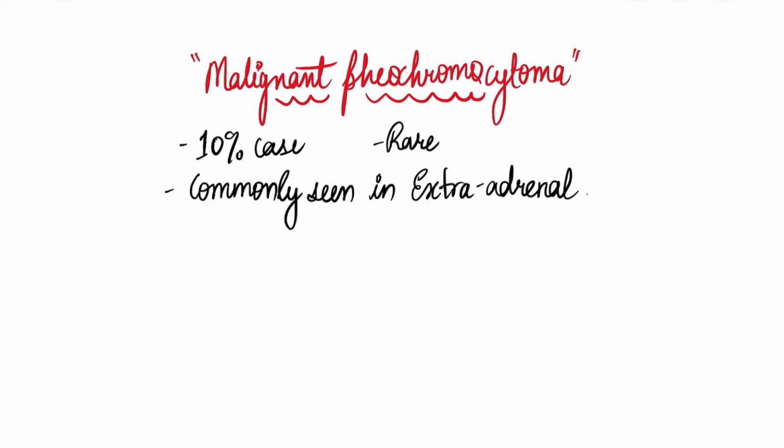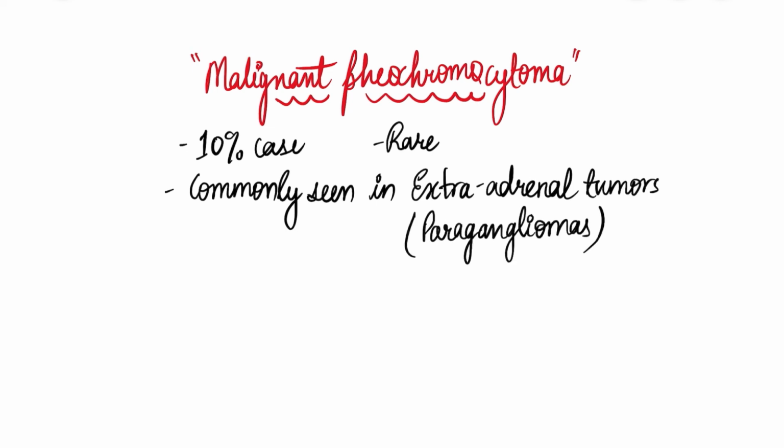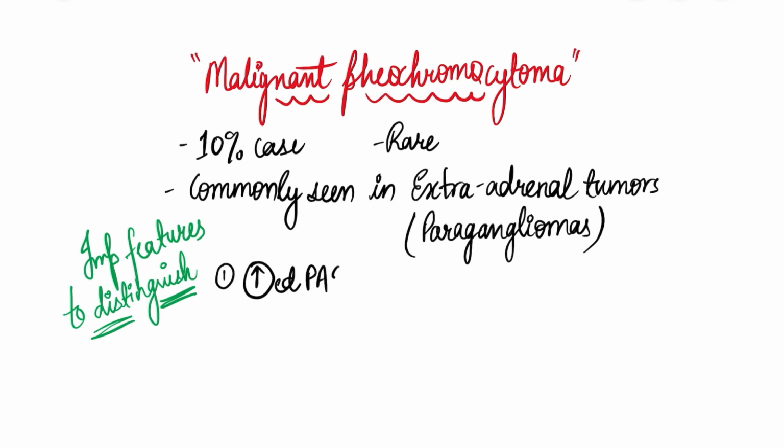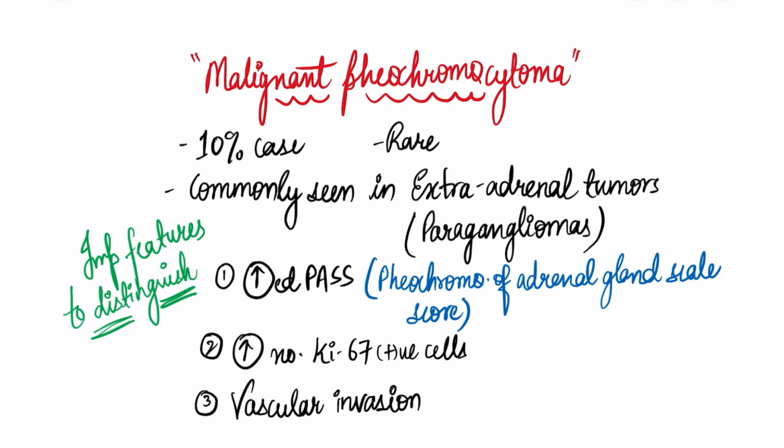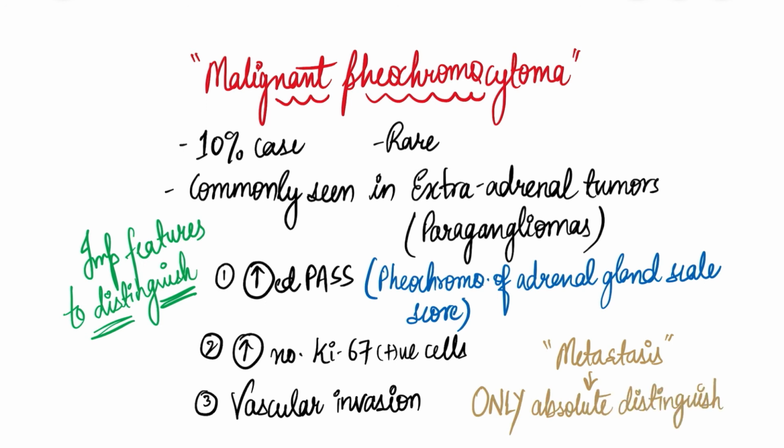As mentioned earlier, it is seen in only 10% of cases and hence is rare, but it is commonly seen in extraadrenal tumor, that is paragangliomas. Now the important features to distinguish malignant from the benign are: first is increased PASS, that is pheochromocytoma of adrenal scale score. The second feature is going to be increased number of Ki67 positive cells, and the third thing is vascular invasion. There is no absolute distinguishing feature between malignant and benign except what? Metastasis. So metastasis is going to be the only distinguishing feature seen in malignant pheochromocytoma.